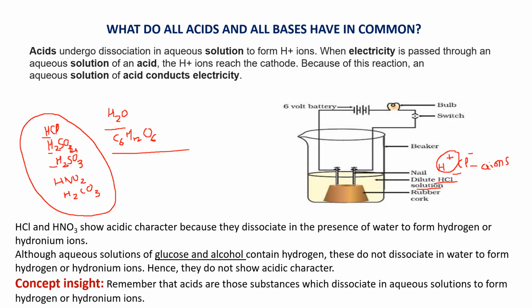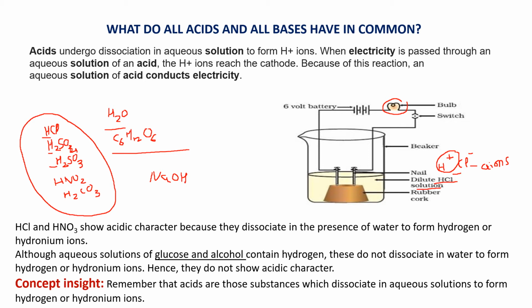But if I put glucose and alcohol in this, will this reaction be the same? Will this bulb glow? No, it won't glow, right? Only in the case of acids and bases. Which type of base? Will it happen with NaOH? Do you think this bulb will glow if I take a dilute solution of NaOH?